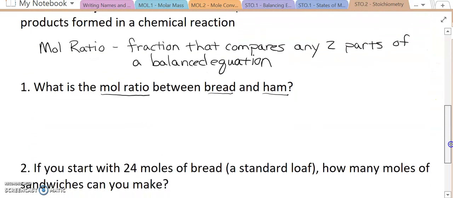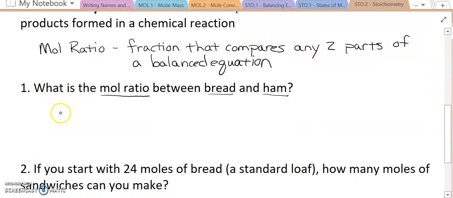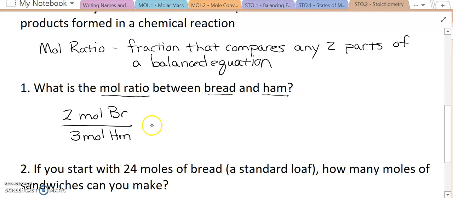And in that case, then, my mole ratio is written as a fraction. I can say that I have 2 moles of bread for every 3 moles of ham. Or I can write it the opposite direction and it's equally as correct because I can say that there are going to be 3 moles of ham for every 2 moles of bread.